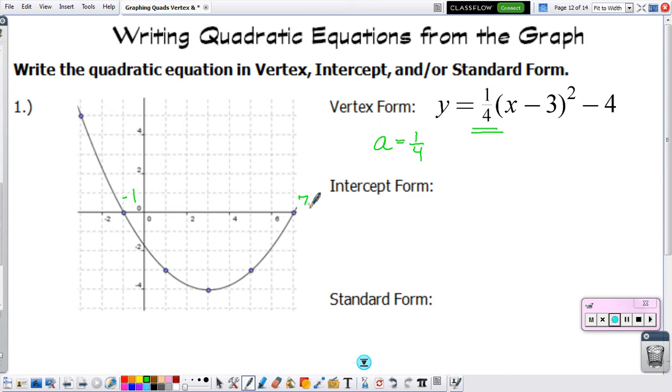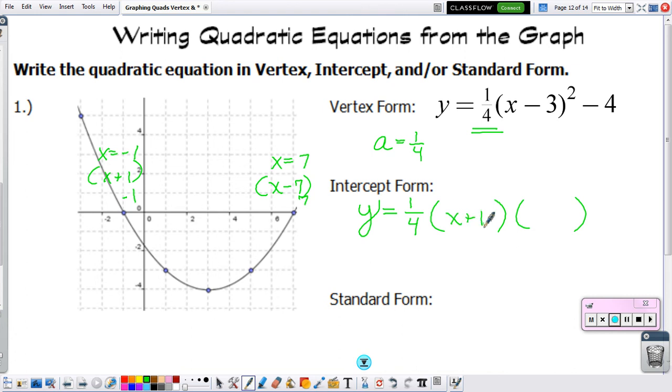We need to remember when we go from zeros to factors that if your zero is -1, your factor is x plus 1. If your zero is 7, then your factor is x minus 7. So when I want to write something in intercept form, put your a value first, which is 1/4, and write your two factors, x plus 1, x minus 7.